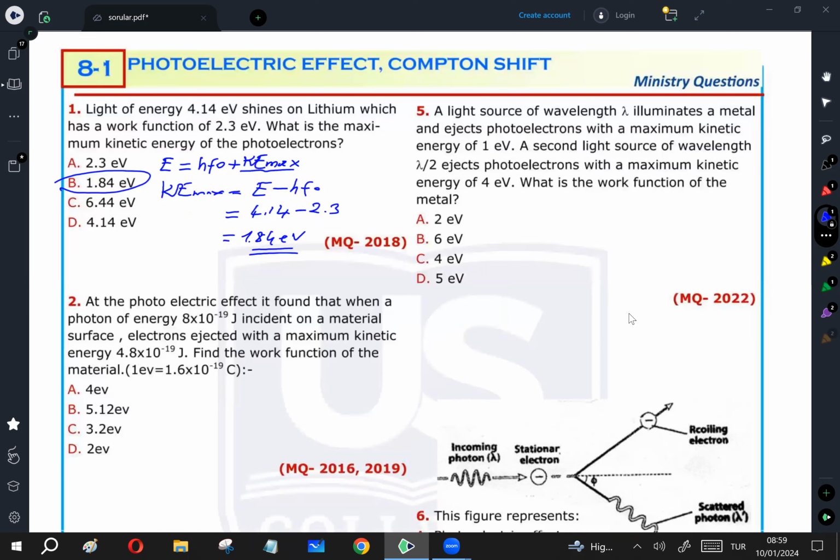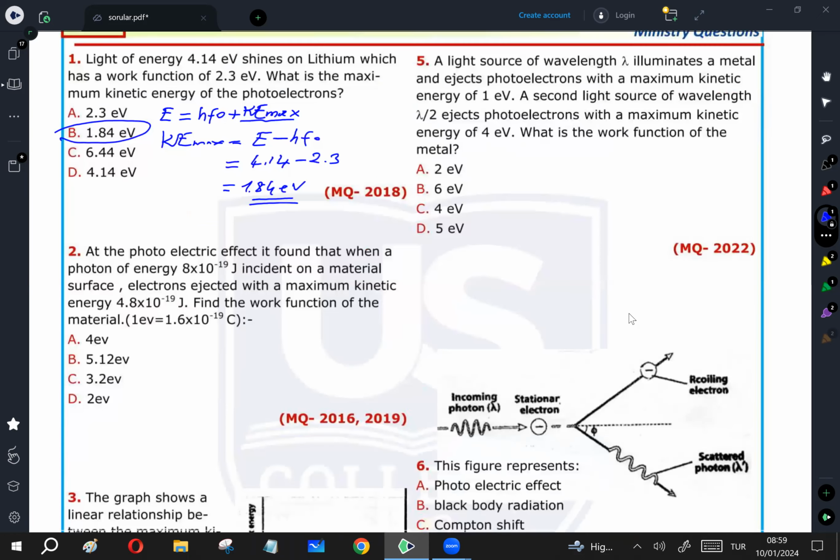Question number 2. At the photoelectric effect, it is found that when the photon of energy 8 times 10 to the power of negative 19 joule, so this is energy of the photon, is incident on a metal surface, electrons are ejected with the maximum kinetic energy of 4.8 times 10 to the power of negative 19 joule. Find the work function, hf0, but we will find it in electron volt.